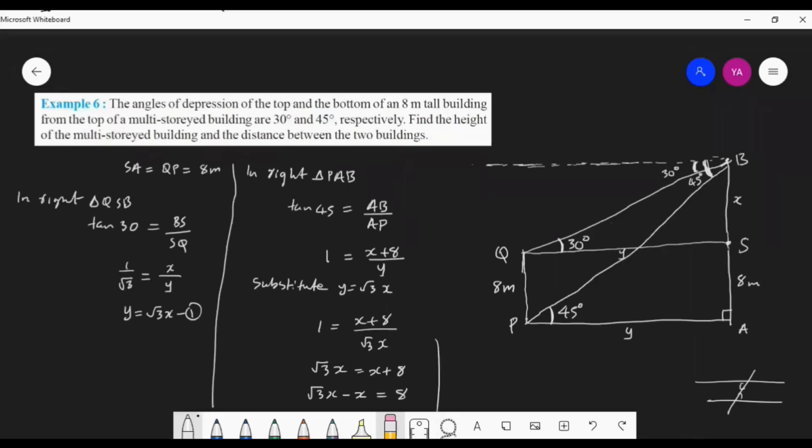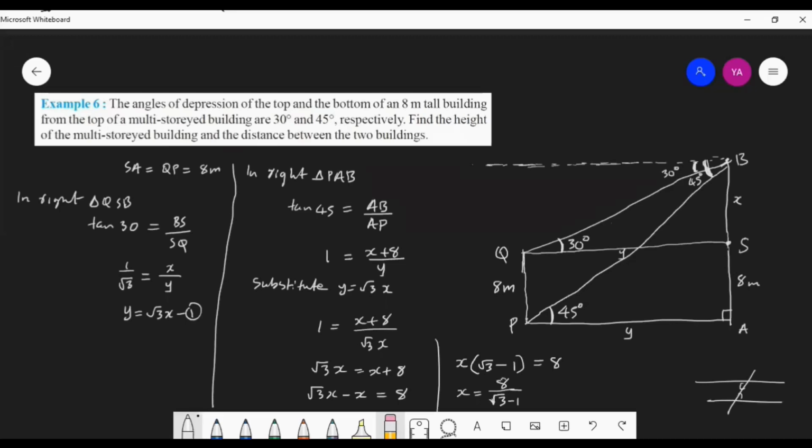Take x common outside the bracket: x into root 3 minus 1 is equal to 8. Now move this root 3 minus 1 to the right side. So x is equal to 8 by root 3 minus 1. One way we can stop there. Otherwise, if in the denominator some root 3 or root 3 minus 1 comes, we have some trick to move it to the numerator. What's the method here?